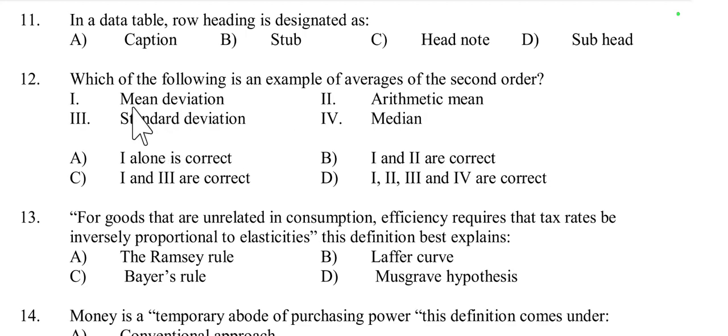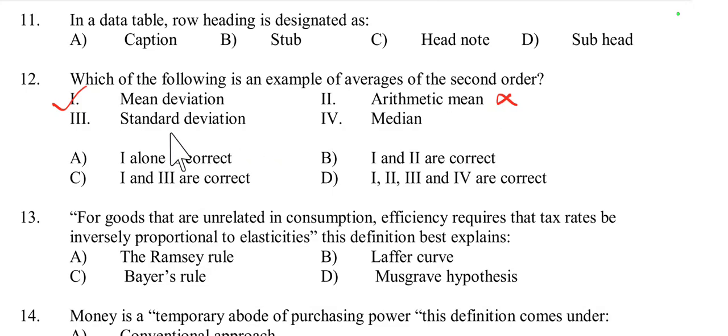So first one is mean deviation. This is an average of absolute deviation from the mean, and it is considered a second order measure of dispersion. Then second one is arithmetic mean. This is a measure of central tendency, not a measure of dispersion or variability. So it is a first order average, not second order.